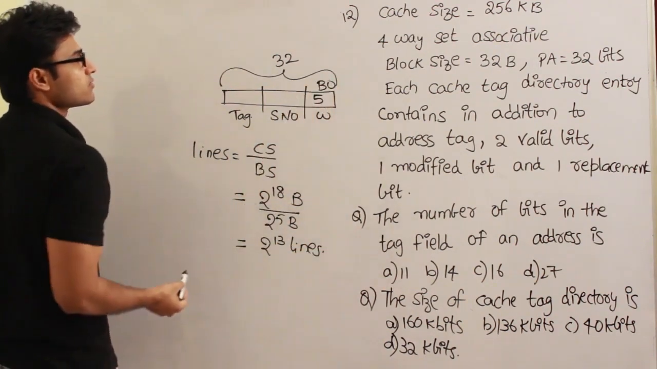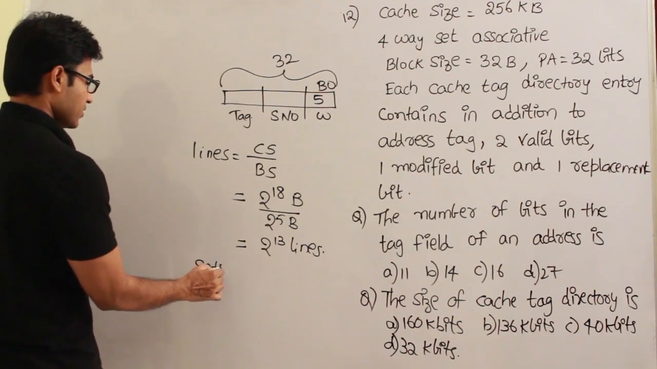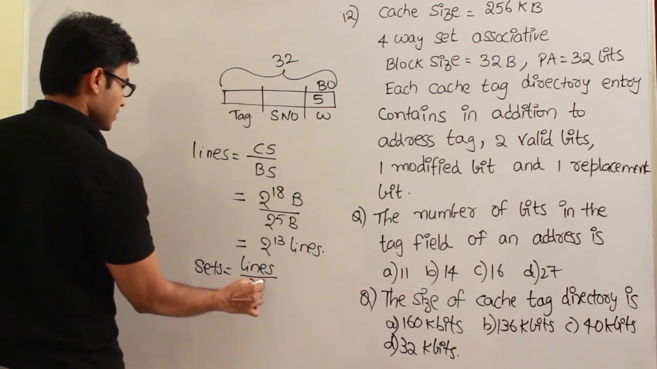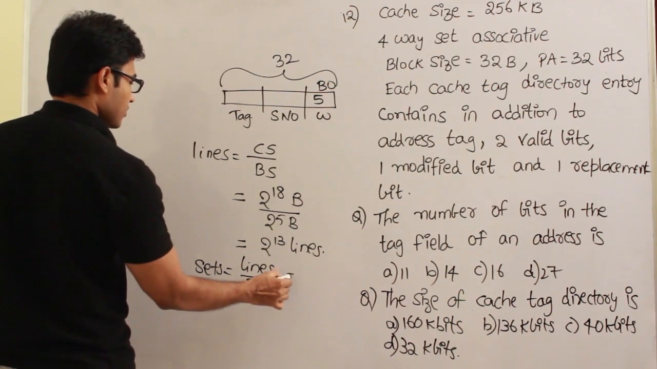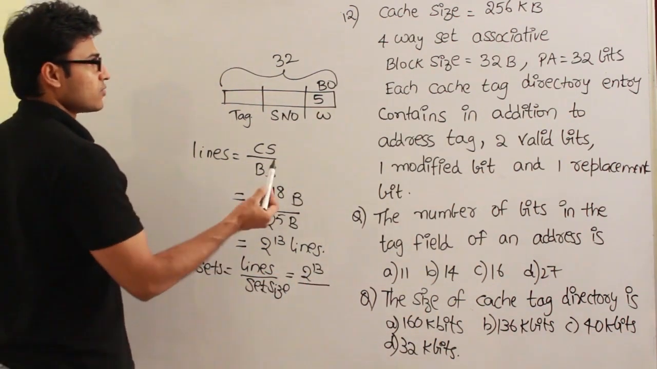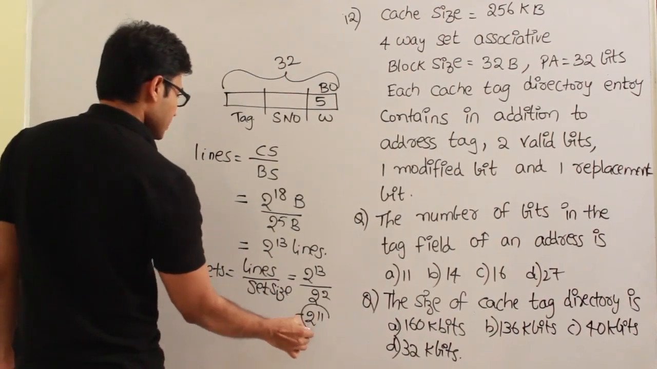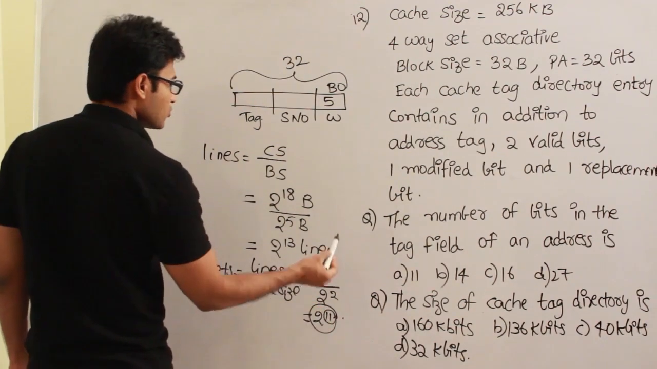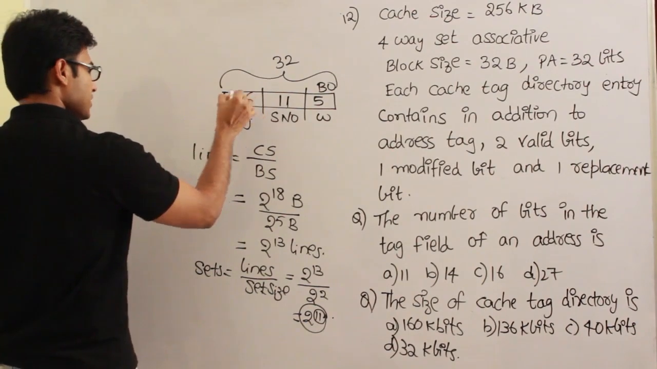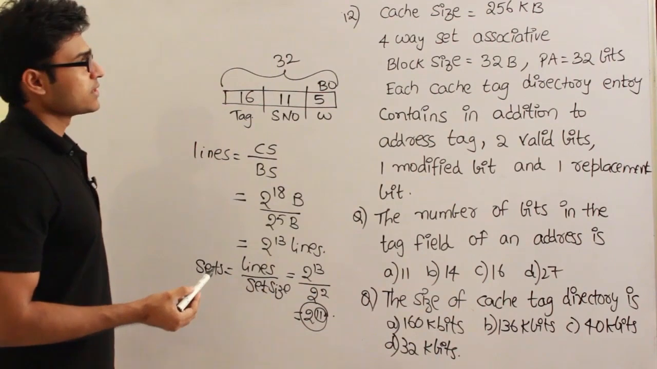And they are saying that it is 4-way set associative. So since it is 4-way set associative, number of sets equals lines divided by set size, right? So how many lines are there? 2 power 13 lines, divided by the set size. It is 4-way set associative, which means 2 power 2. So 2 power 11 is the number of sets. Since the number of sets is 2 power 11, the set number field is going to be 11 bits, and therefore the tag is going to be 16 bits. Why? It is totally containing 32.